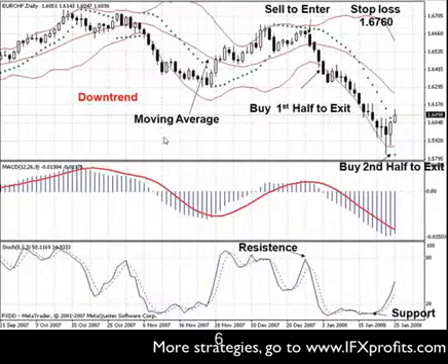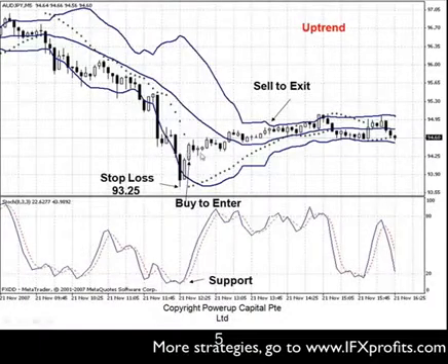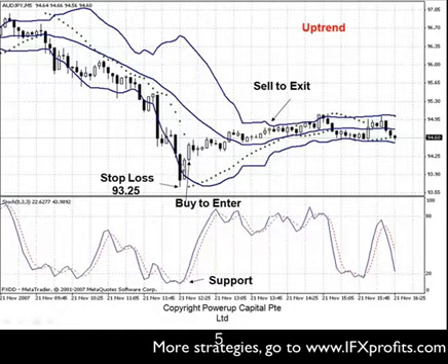So you can see over here, this line below is the lower Bollinger Band, and this line above is the upper Bollinger Band. You want to see the currency hitting the lower Bollinger Band, which is this black candle.